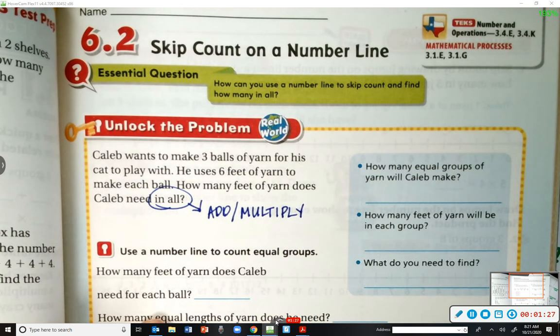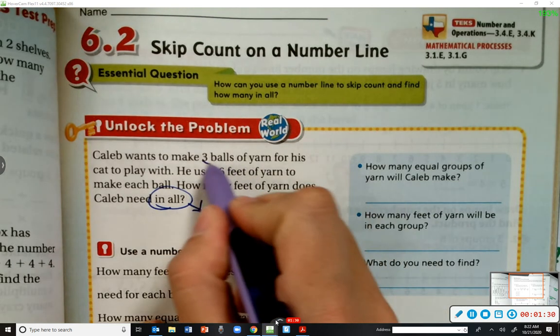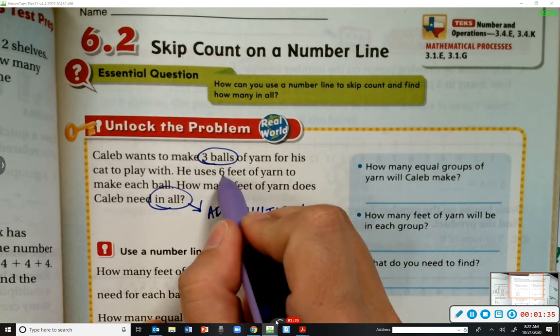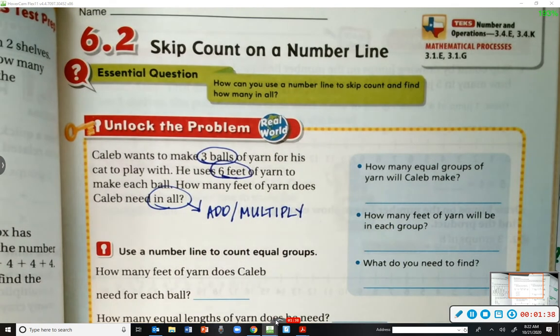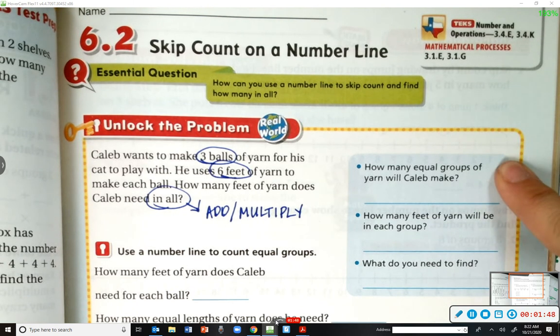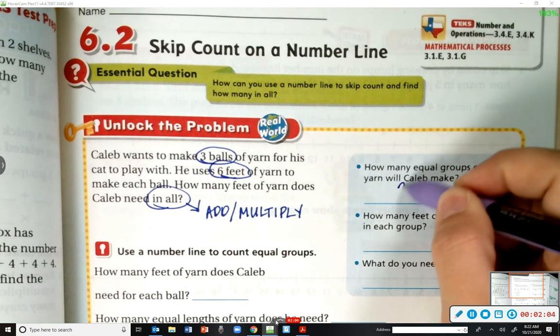Okay? So we have 3 balls of yarn. And he uses 6 feet of yarn for each ball. Okay, so now let's go through these steps over here. How many equal groups of yarn will Caleb make? So how many groups do we need to make with his yarn? 3. 3, good, because it says he's making 3 balls of yarn. That's your groups. So 3 groups.